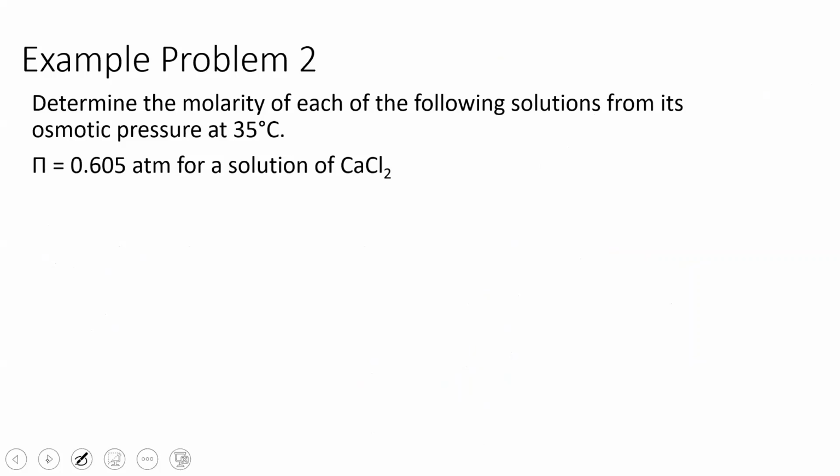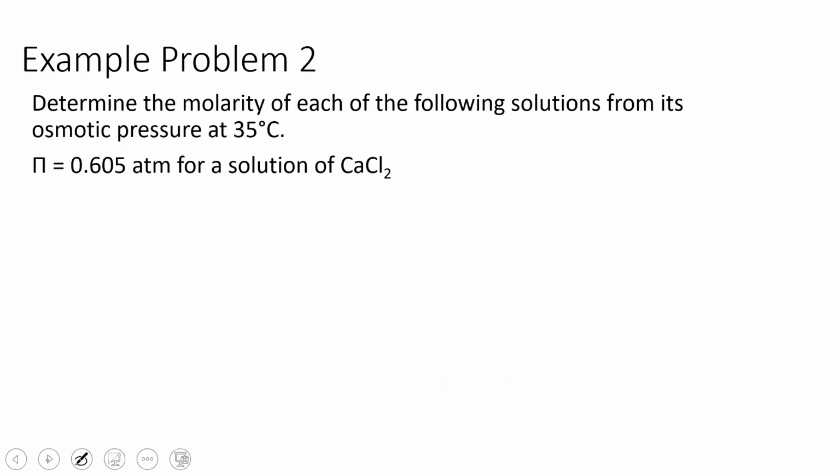Now, example problem 2, we're going to shift directions and we're going to test a different concept here, but it reads, determine the molarity of each of the following solutions from its osmotic pressure at 35 degrees Celsius. And it gives you the osmotic pressure is 0.605 atm for a solution of CaCl2. Also, totally ignore each of the following. We're going to only be doing one problem for the sake of time.